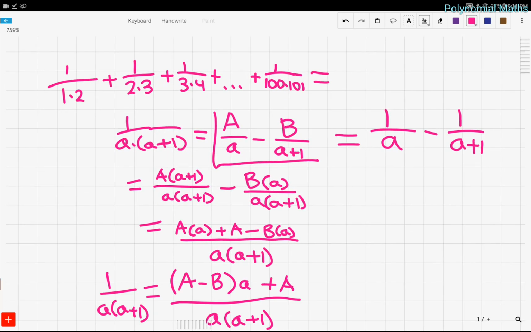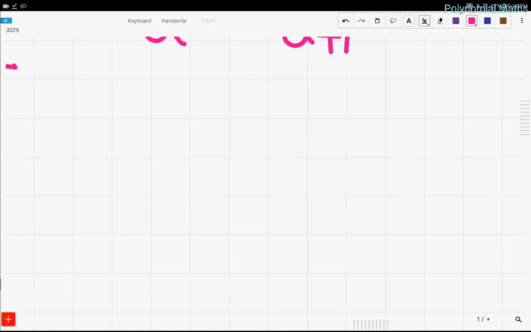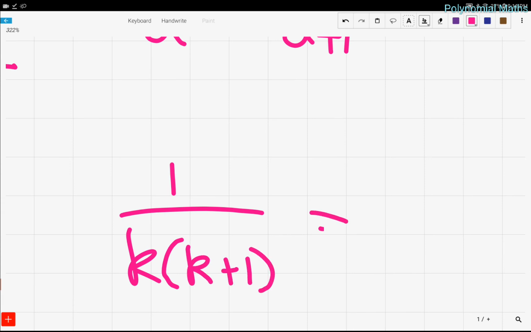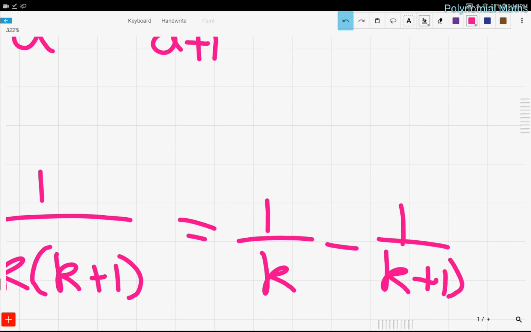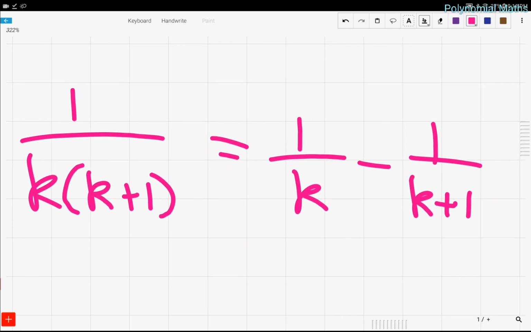So we can make basically a formula. This formula states that 1 over k times k plus 1 is equal to 1 over k minus 1 over k plus 1. And you can go ahead and test this out, plug in some things, substitute some things, and you'll find that this is actually true. If you put these two fractions under a common denominator and subtract them, you'll get this.